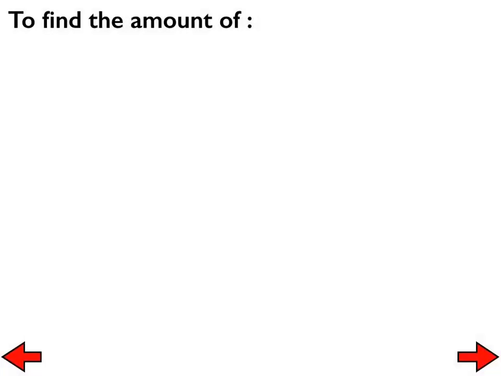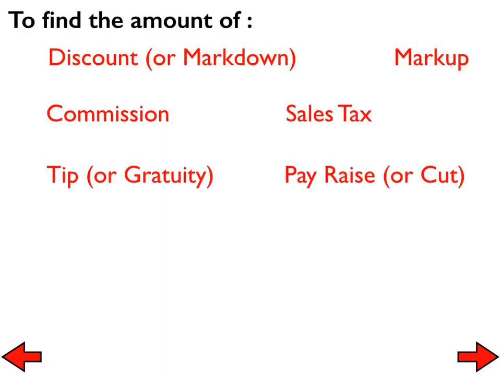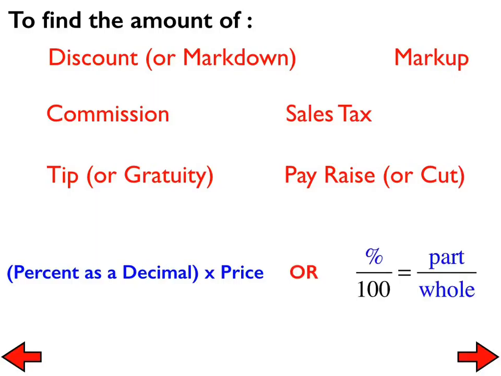So just to review, find the amount of discount or markdown, markup, or commission only, or sales tax only, or tip only, pay raise or cut only. Those are the kinds of problems where you're going to multiply the percent as a decimal times the price. Or if you like proportions, that would be the percent over 100 equals part over whole. That's how you do this kind of problem.